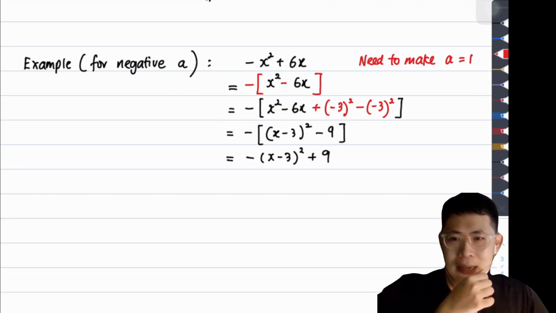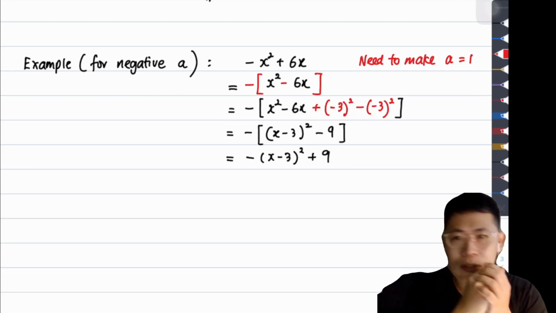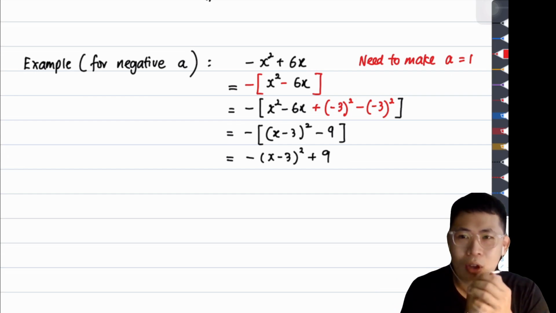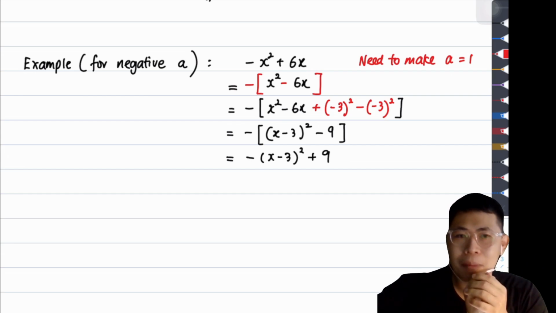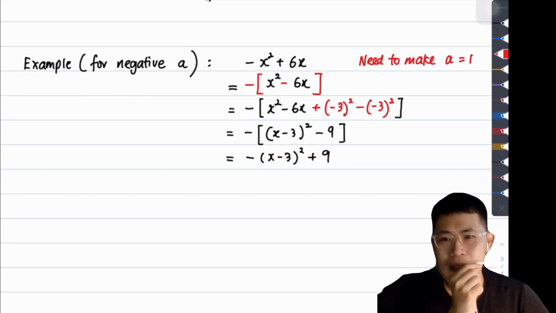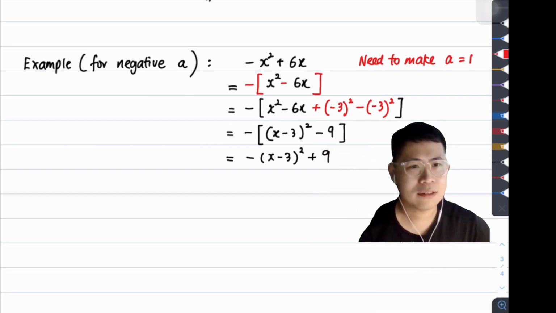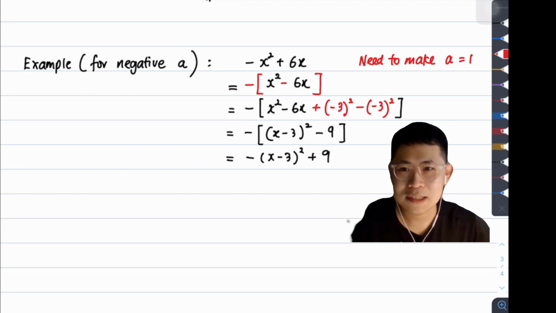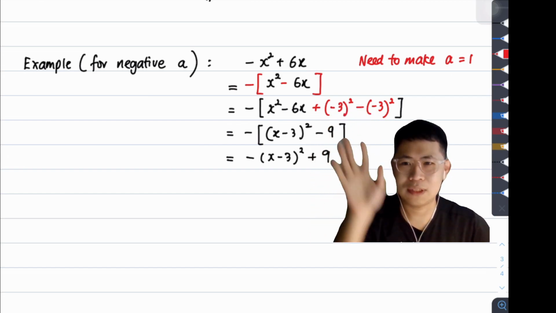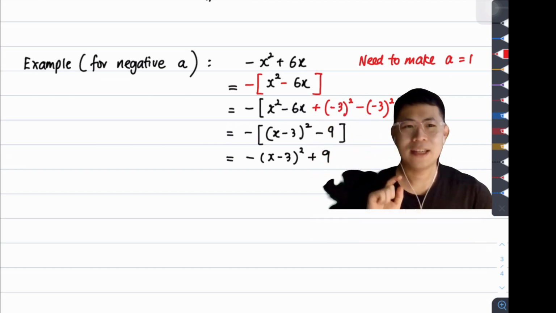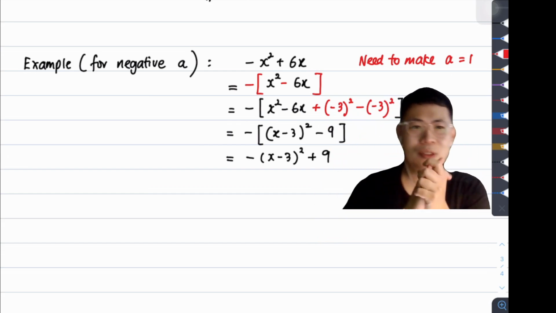Okay, so we are back. For part 2, let us take a look at when our x squared is negative. Let me move up, and readjust so it's big enough. Okay, just nice. So here we go.